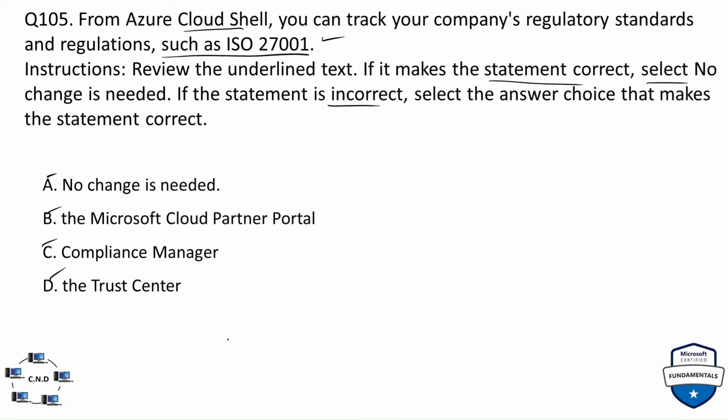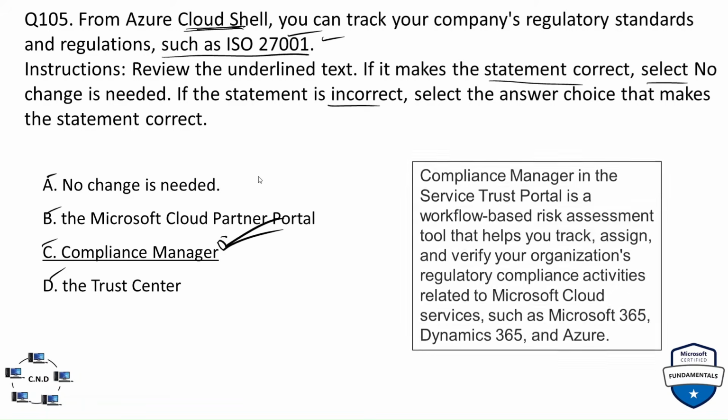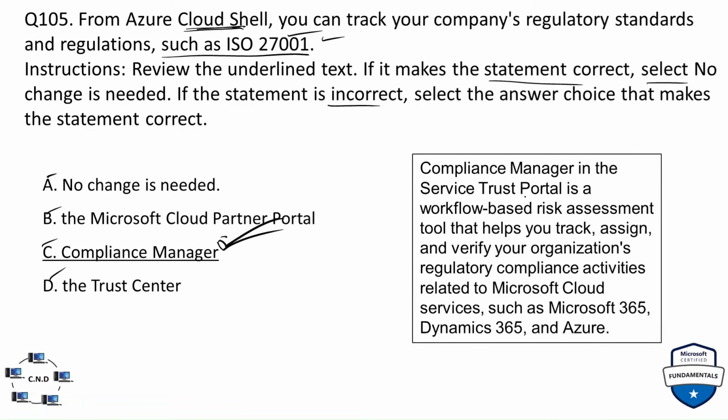And the correct option is Compliance Manager, which is basically used to track your company's regulatory standards and regulations such as ISO 27001, not the Cloud Shell. Cloud Shell cannot be used for this purpose; rather, Compliance Manager is the correct answer. So Compliance Manager in the Service Trust portal is a workflow-based risk assessment tool that helps you track, assign, and verify your organization's regulatory compliance activities related to Microsoft Cloud services such as Microsoft 365, Dynamics 365, and Azure.